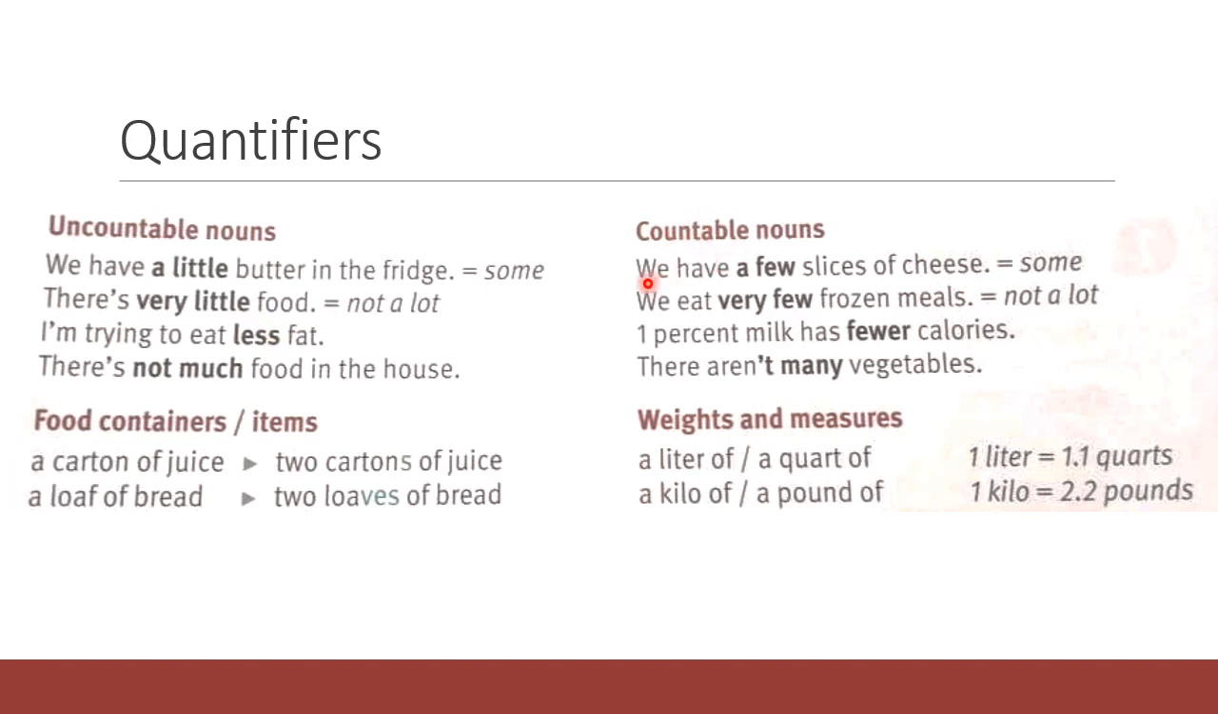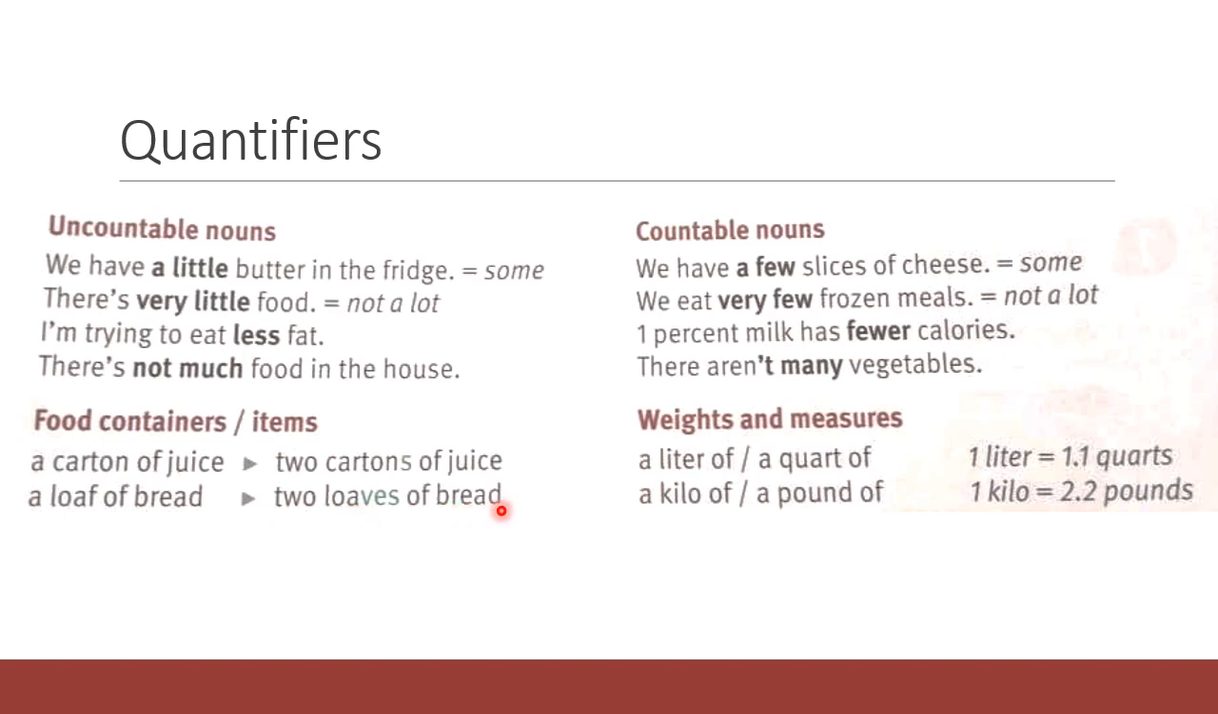Countable nouns. We have a few slices of cheese. It means some. We eat very few frozen meals. Not a lot. 1% milk has fewer calories, and there aren't many vegetables. Talking about the food containers and items, as they are countable nouns, we can use numbers. 2 cartons of juice, and 2 loaves of bread.